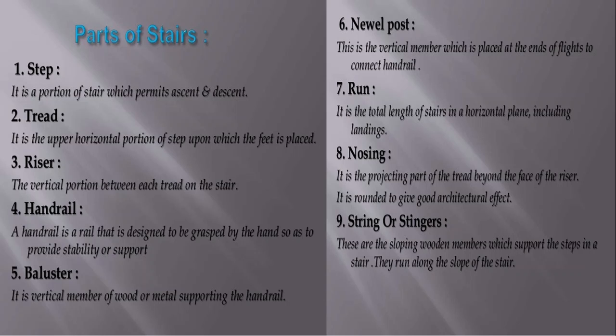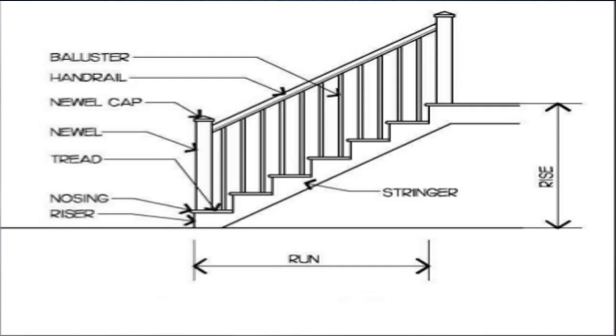In order to, while we are ascending, we will support our hand on it. We will put our hand on the handrail in order to provide stability or support. Okay. Next one is baluster. See, baluster is nothing but the vertical portions. See, this is handrail, the horizontal one, and the vertical portion here.